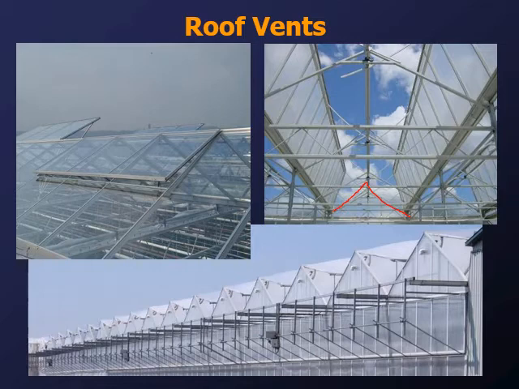Then there are double poly greenhouses. These are double inflated poly where the entire gable roof moves to open and close. These are called gutter vented poly houses. So these are all different styles of vents that exist.